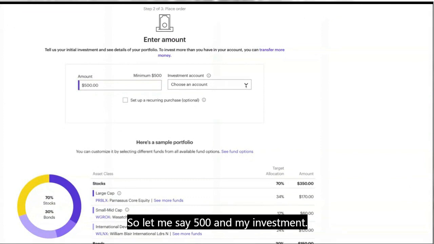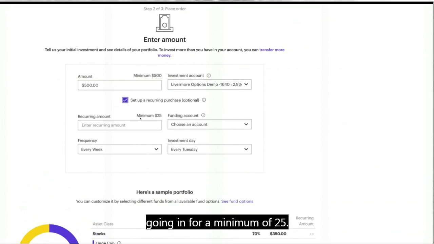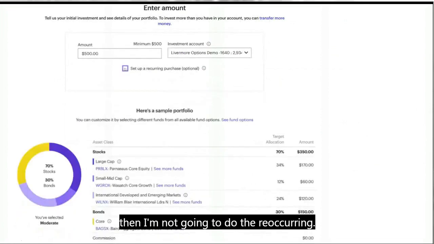And my investment account, I only have my one demo account that I'm showing here. And I could set up a recurring purchase if I wanted, right? So I could have more money going in for a minimum of 25, and I could have it coming from this account that I've been talking about. And I could have that every week, twice a month, every year. So I can set up a disciplined plan. And then I'm not going to do the recurring, so I can explain this.